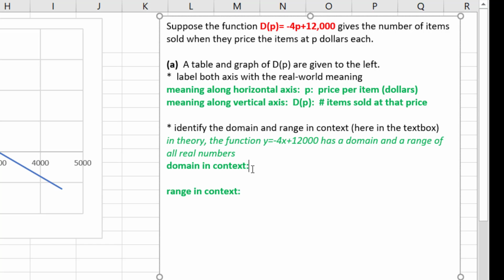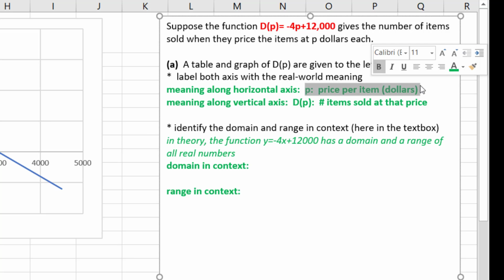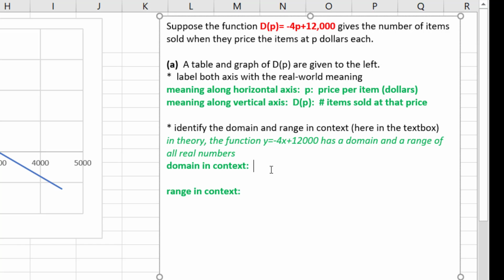But in context, we have to break that down a little bit. We said that P represents the price per item, so you need to think about what prices make sense to plug into this function. Clearly, prices could be as small as $0, but they couldn't be negative. So the very lowest price that we could possibly include is $0. Now we have to think about the highest possible price that we could charge.